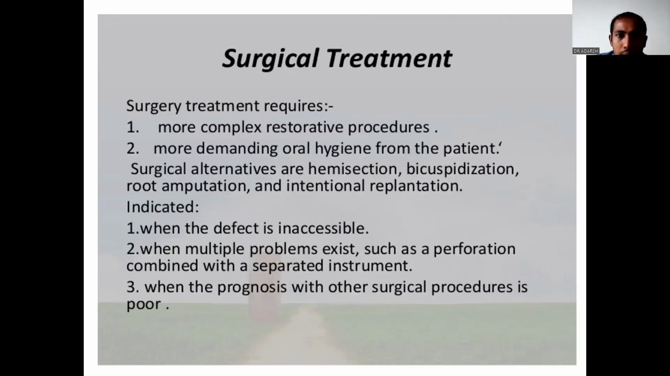The surgical treatment modality requires more complex restorative procedures, and it demands more oral hygiene from the patient. So patient compliance is of utmost importance when surgical treatment is considered. Surgical alternatives such as hemisection, bicuspidization, root amputation, and intentional replantation are also preferred. Hemisection means a single tooth is split into two, and you can treat it as two different teeth. For example, a molar is split into two, and you can treat it as two premolars. That's hemisection. In root amputation, an entire root is amputated and removed.